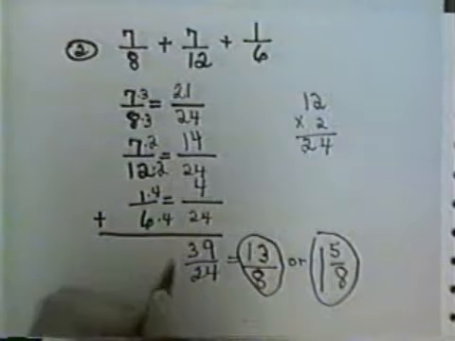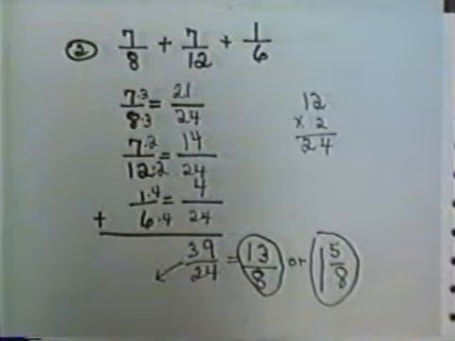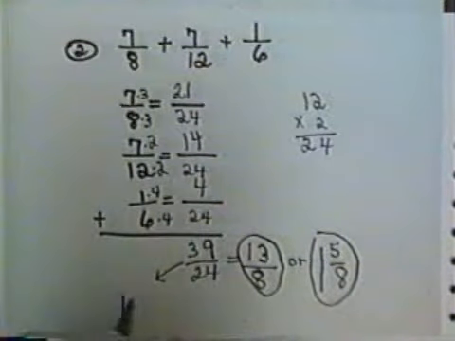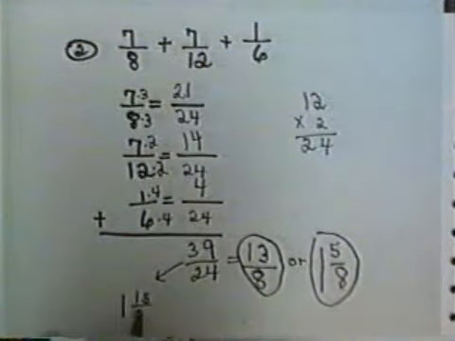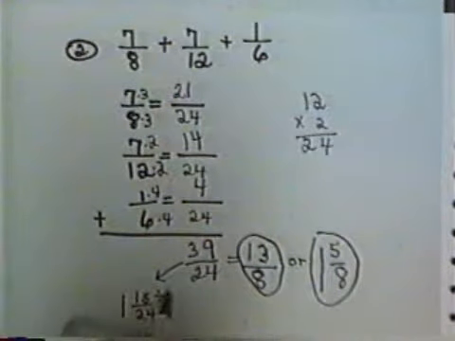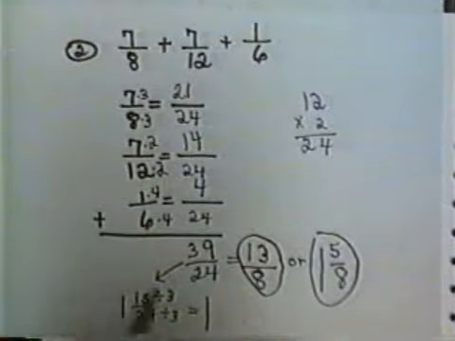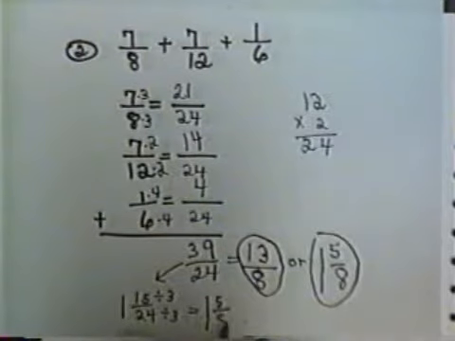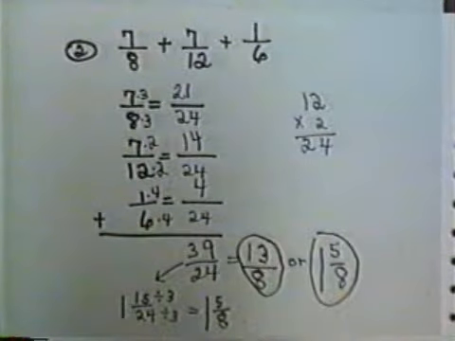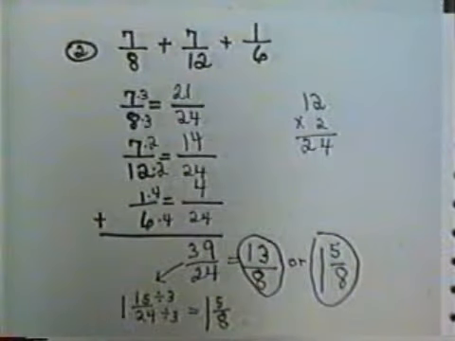And if you wanted to start here and divide it before you reduced it, that would be fine. 24 will go into 39 one time, with 15 left. And that 15 24ths would need to be reduced. You could divide each piece of that by 3. And you still have your 1, and that would give you 5/8, the same as we got here. So 13/8 or 1 5/8. Either one would be fine for your answer.